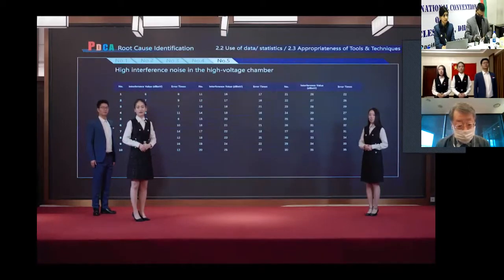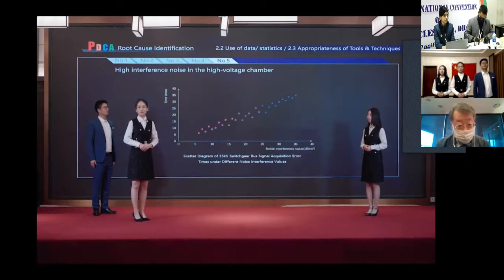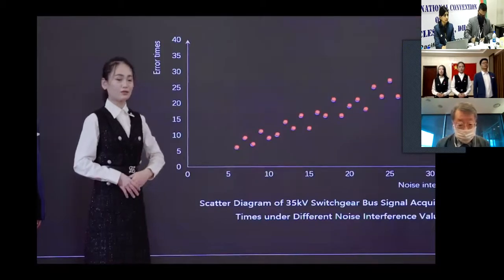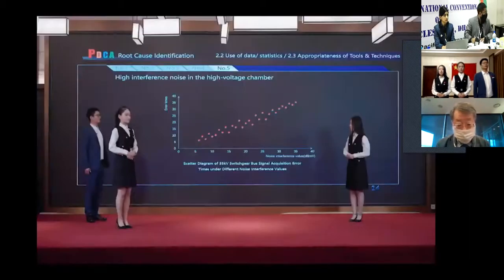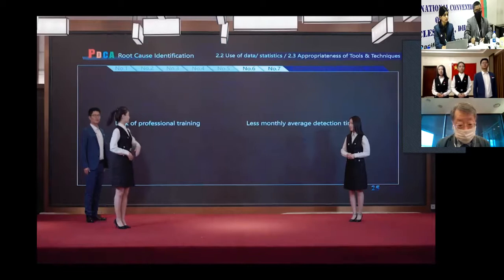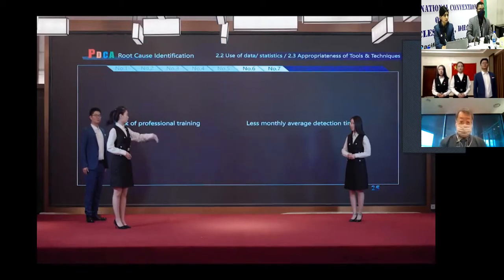After simulation tests, we counted the relationship between interference noise and the defects. There is a strong correlation on the scatter diagram. Yes, that's it, a root cause. Let's move to number 6, lack of professional training, and number 7, less monthly average detection times.